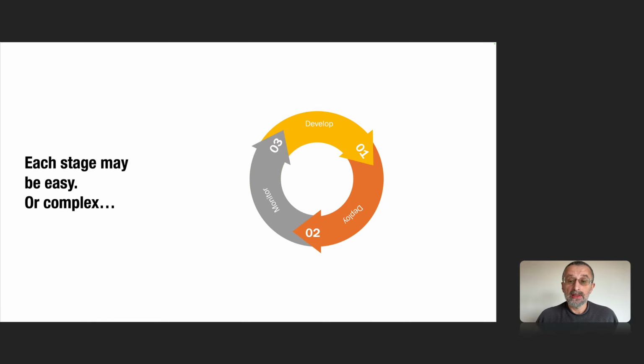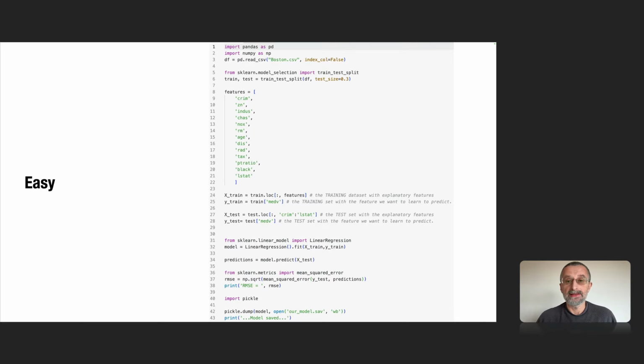A stage may be easy or complex. This is easy, we already saw this example. As you can see, everything is here. We have some data ingestion, we have train test split, we have model training in a single line, we have prediction, we have evaluation, and we save the model.